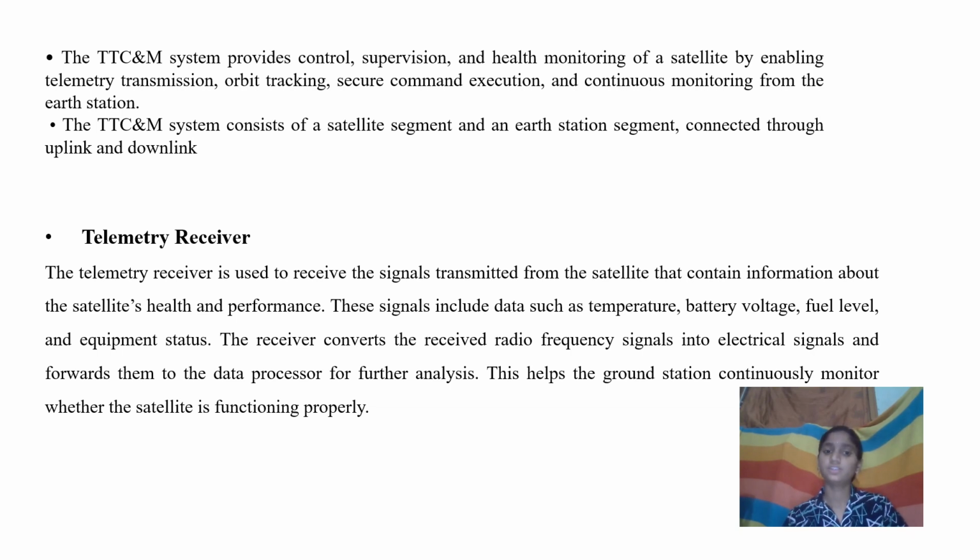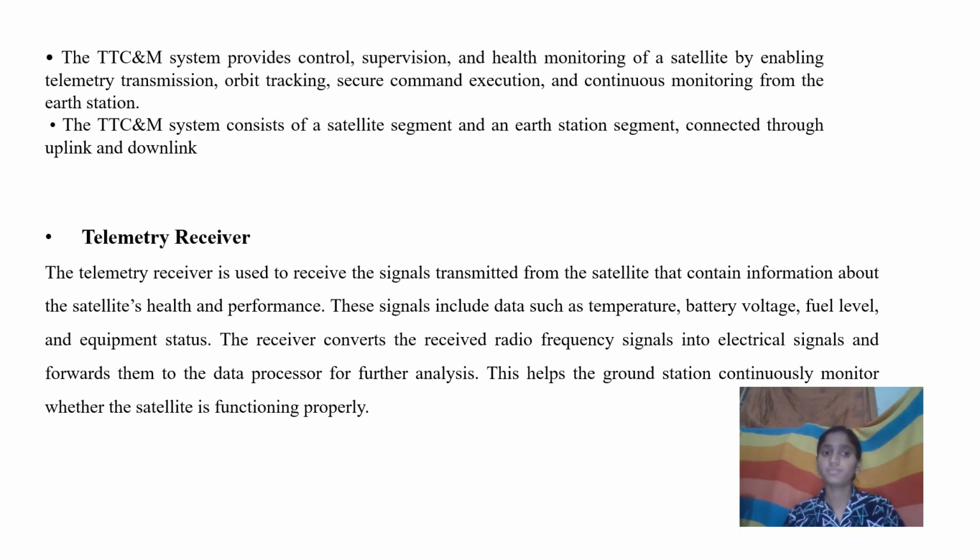The TTC system consists of a satellite segment and an earth station segment connected through an uplink and downlink. You can see a satellite; the satellite segment is in space, and this is the ground station segment. The link between the satellite and the ground station transmitter is called the uplink. The link from the satellite to the ground station receiver is called the downlink.